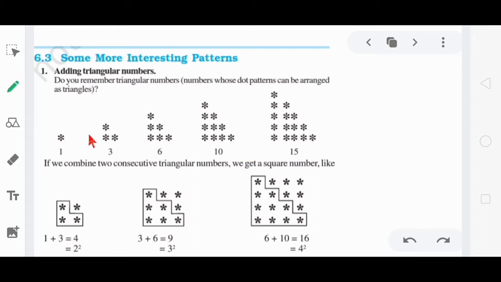Again here you can see 3 and 6 come together. These are consecutive triangular numbers, and 3 and 6 form a square number which is 9, the square of 3. Again we have 6 and 10, two consecutive numbers, and when we join them it becomes 16, and 16 is the square of 4. So all the perfect square numbers can be arranged in this system.